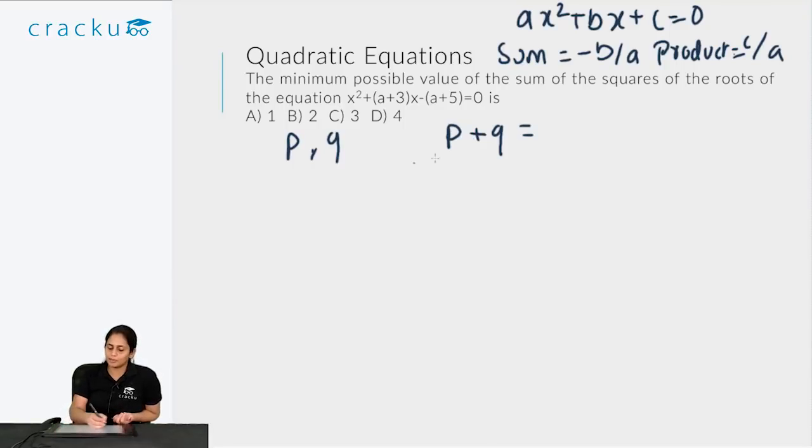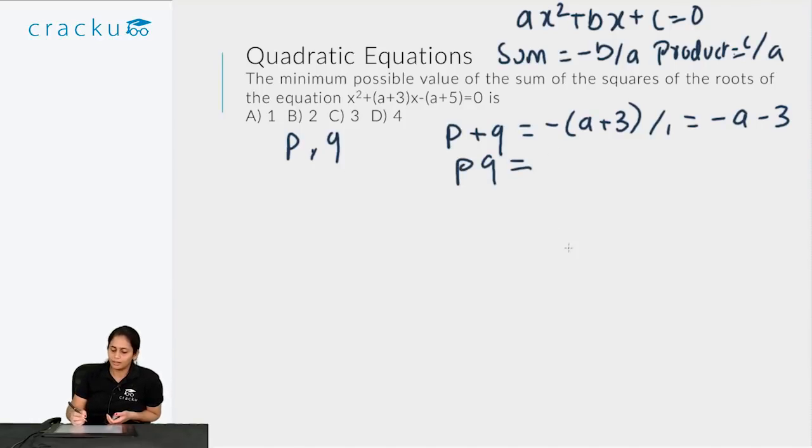So what would be the sum of these roots p plus q? That would be minus b by a, that is minus a plus 3 divided by 1. So that is minus a minus 3. And what is the product of the roots? Product of the roots pq would be c by a, so that would be minus a plus 5 divided by 1. So that is essentially minus a plus 5.